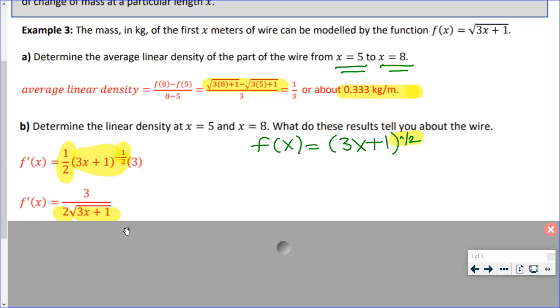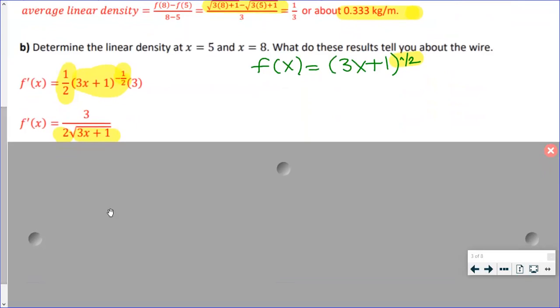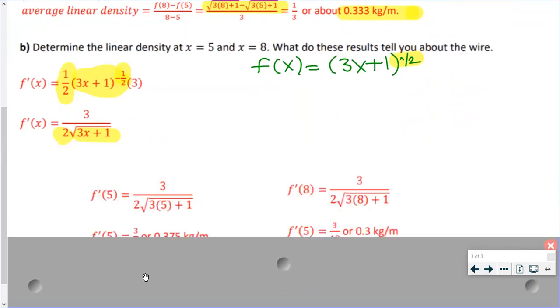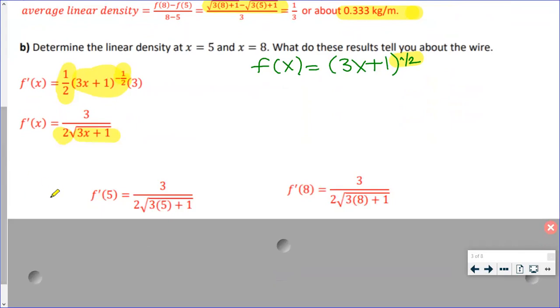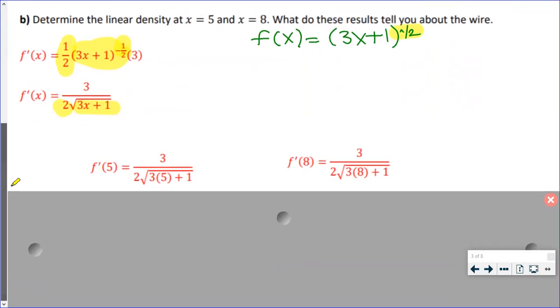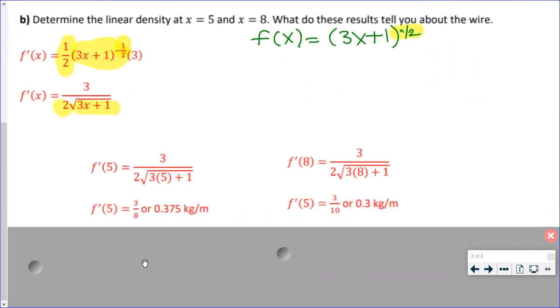If I want to find the linear density at x is equal to 5 and x is equal to 8, all I have to do is simply substitute x is equal to 5 and x is equal to 8 into our derivative function. At x is equal to 5, I get a slope of 0.375. At x is equal to 8, I get a slope of 0.3. These are very similar to the average linear density that I got in part A, which was equal to 0.333.